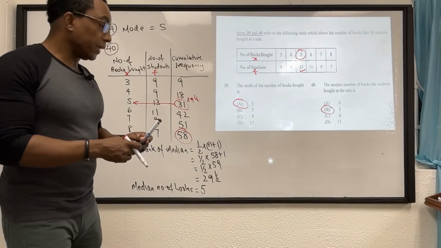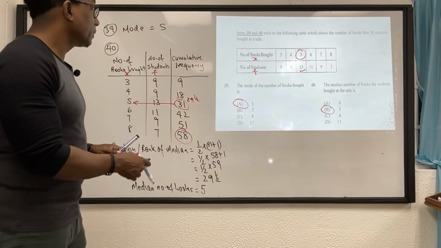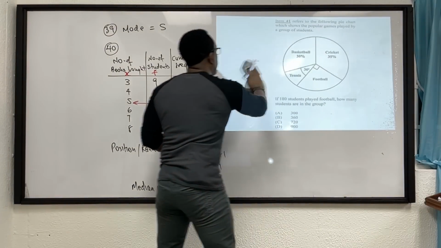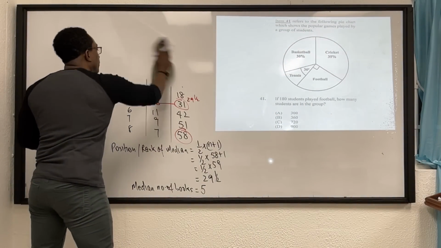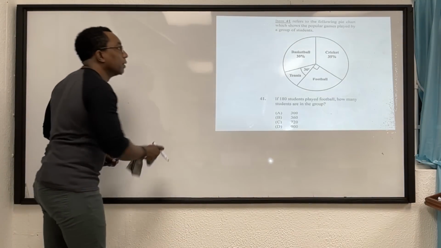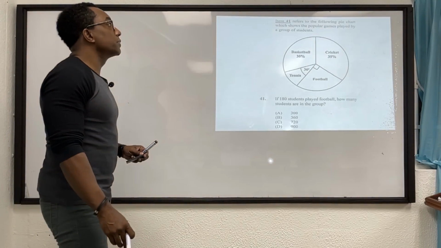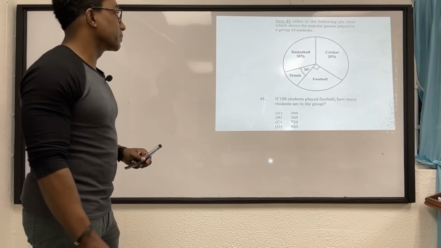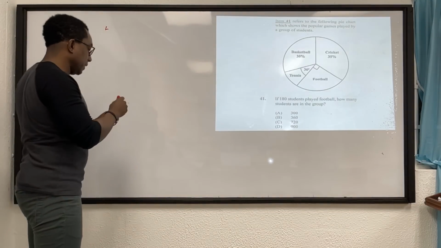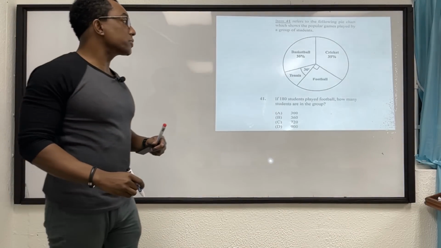So let's move on to question 41. Item 41 refers to the following pie chart, which shows the popular games played by a group of students: basketball, cricket, football, tennis. If 180 students played football, how many students are in the group?